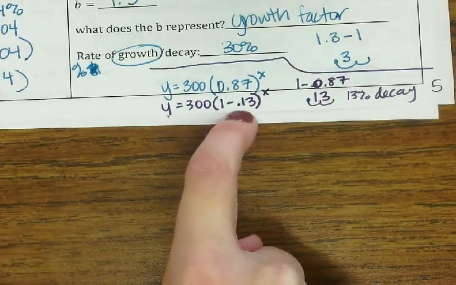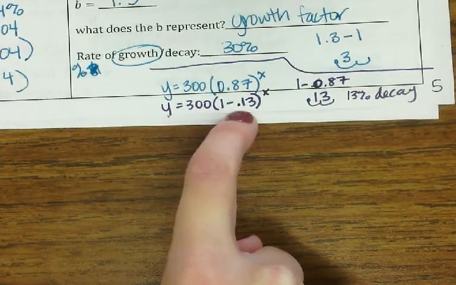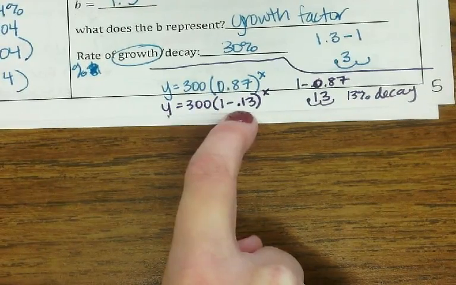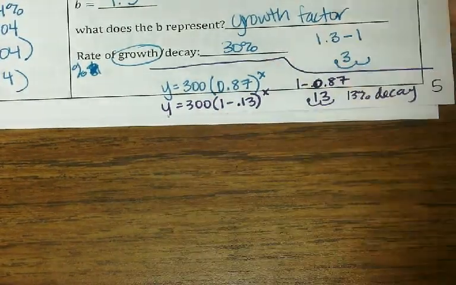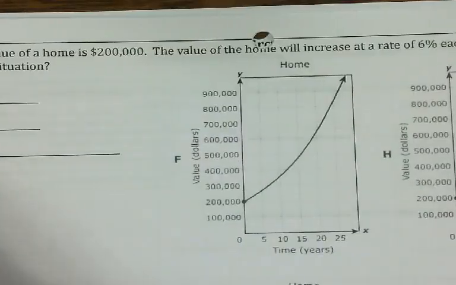Up here, we were adding it to the 1. Here, we're subtracting it from the 1. Okay? Does that help a little bit, guys? Yes? No? That one's decay. I like this one. We have a lot of growth ones on our notes, but you will get some decay.